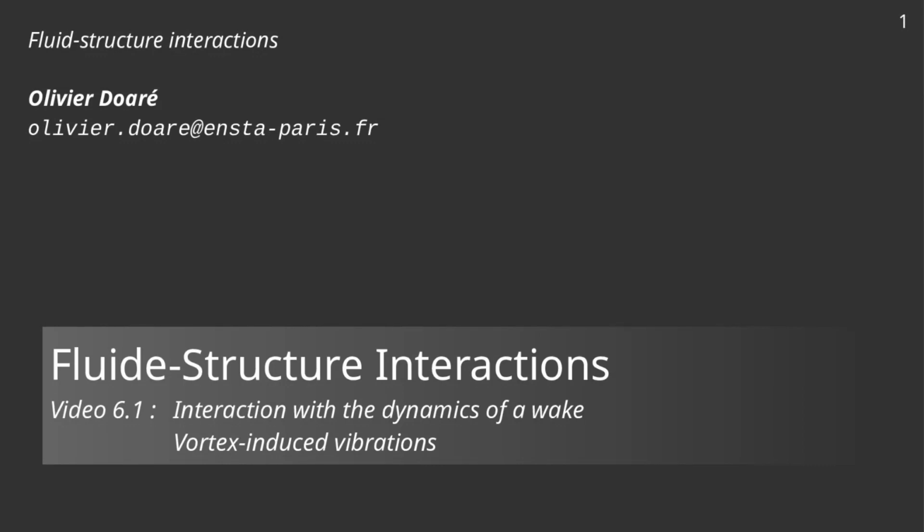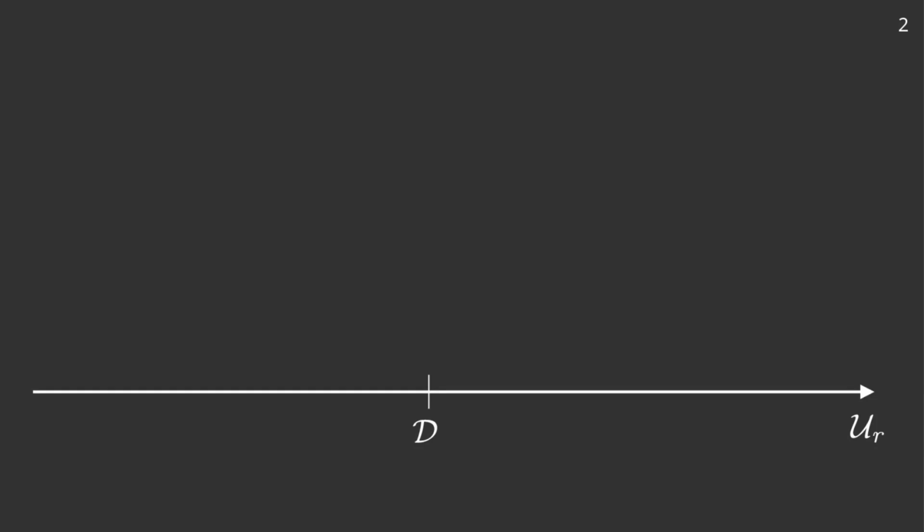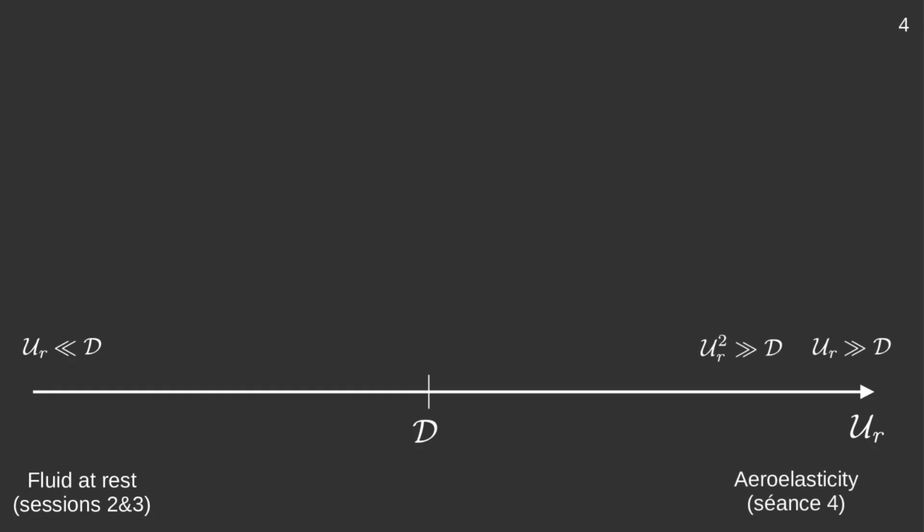having its own dynamics. As a reminder, we have categorized the fluid-structure interaction problems by comparing the respective orders of magnitude of the reduced velocity and displacement number. U are very small compared to D for the fluid at rest, U are very large in front of D for the aeroelasticity, and U are of the same order of magnitude as D in the case of strong coupling.